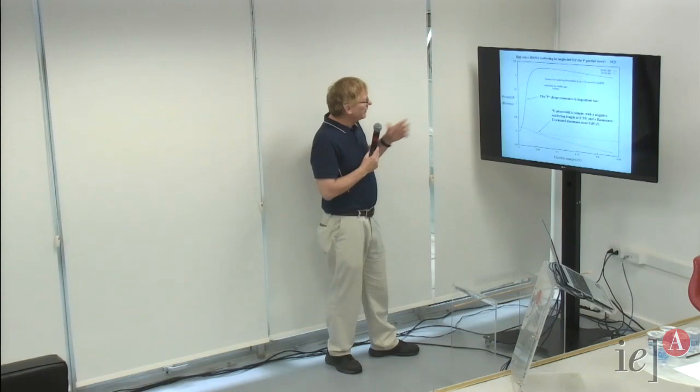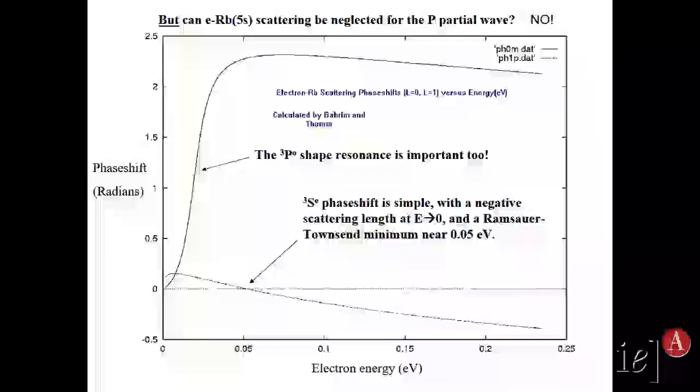Another important thing to mention is that there is a P-wave shape resonance in electron scattering from all the alkali atoms. And this is what it looks like in electron-rubidium scattering around 20, 30 meV. This resonance shows up in the potential curves through that P-wave Omont pseudo-potential term. This is the triplet S that would be in the normal Fermi pseudo-potential. And you can see that triplet P physics is going to be very important at rather low energies because of this resonance.